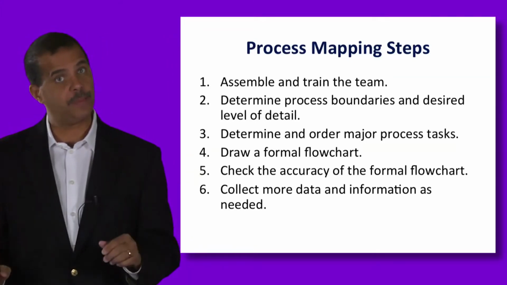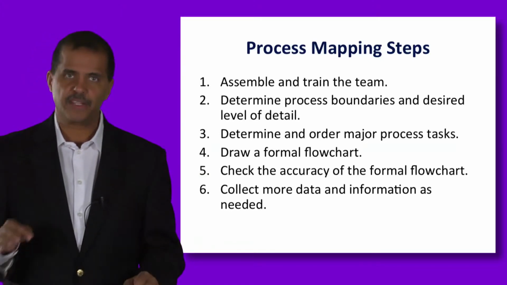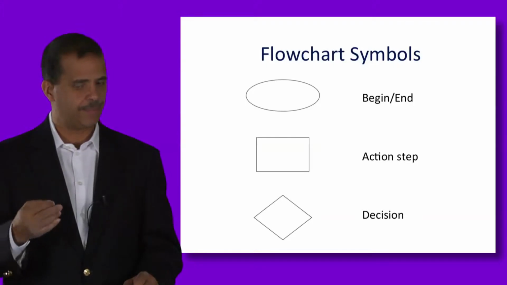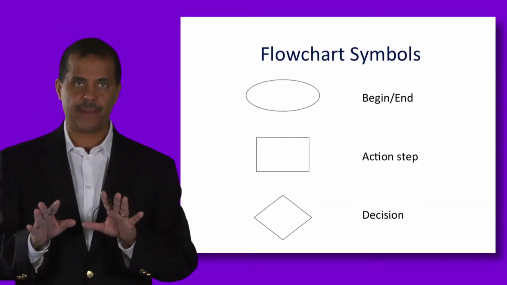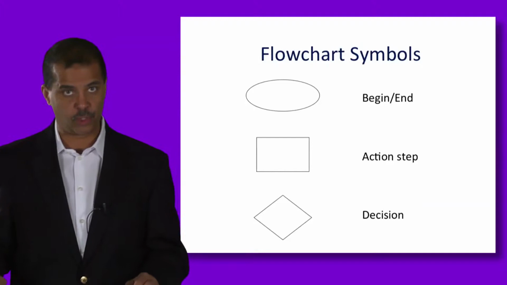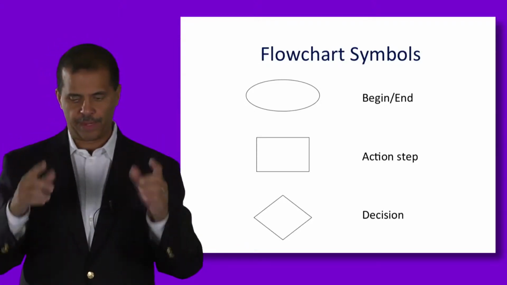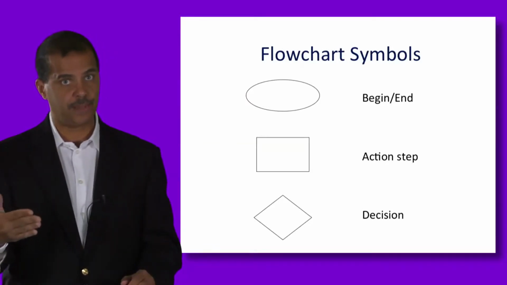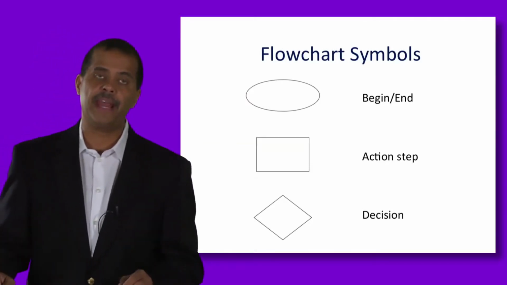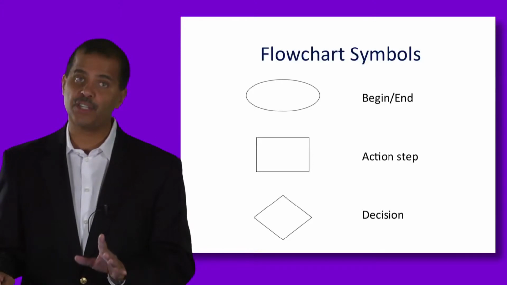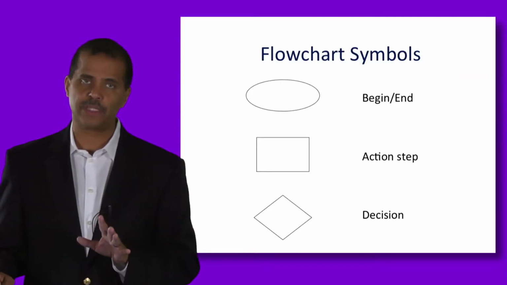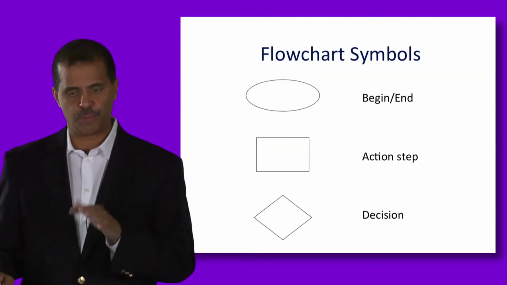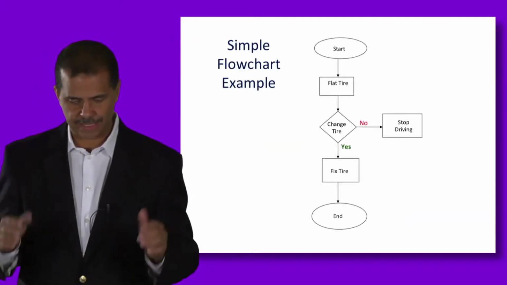So these are the basic steps, pretty straightforward. You really have to agree upon nomenclature or symbols. So this is not the list, but just a suggested list in terms of symbols. You see the oval there, that's the beginning and the end. The box is the action step, that's the task, if you will. And that diamond there is the decision. This is not the exhaustive list, but agree on what the symbols are and be consistent as you do process maps.